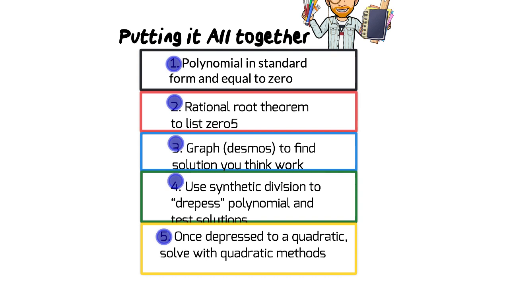Okay, we've talked about and practiced putting the polynomial in standard form, getting it equal to 0. Yesterday, if you recall, we did the rational root theorem. I'm going to jump to that slide so you can see it. Then we're going to graph it. We did that. Then we're going to use synthetic division to test to see if we have an actual solution. Then lastly, we're going to solve that new equation. I'll explain what depressed means.